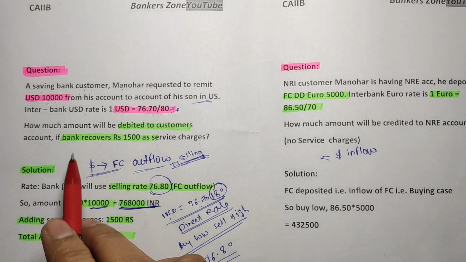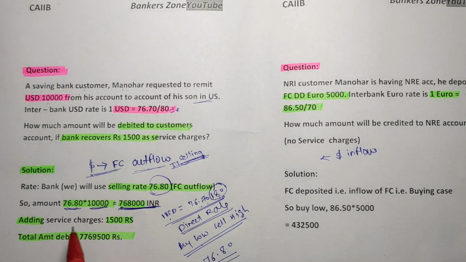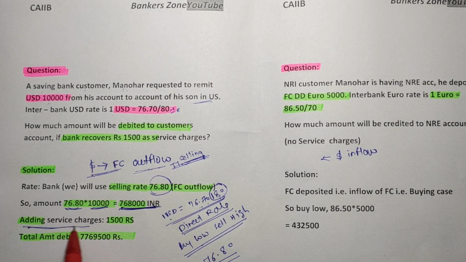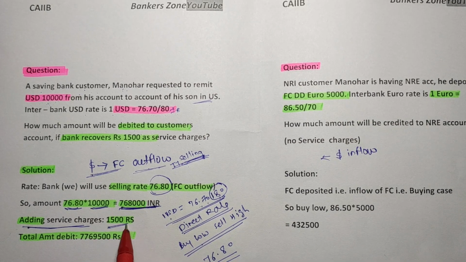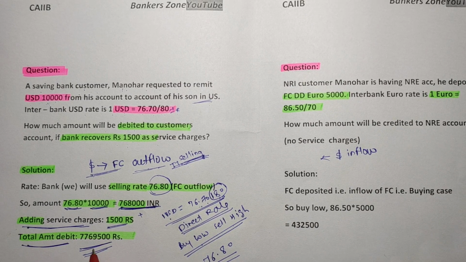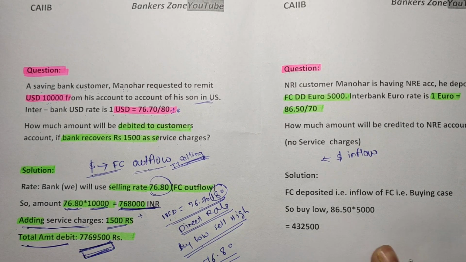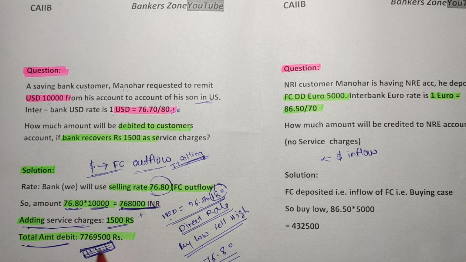Okay, now bank also recovers some charges for the forex charge, we can say. So additional service charges we have to add, so 1500 we will add in that, so we will get 7,69,500 as the answer. That is the total amount we should debit to the customer, that is Manohar's account. Okay friends, this is the final answer.